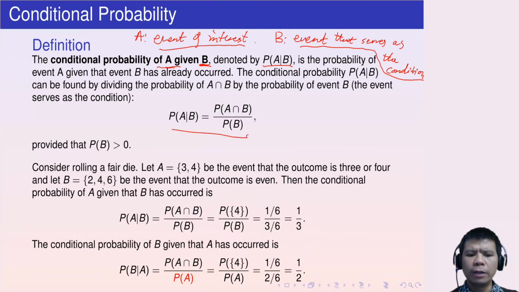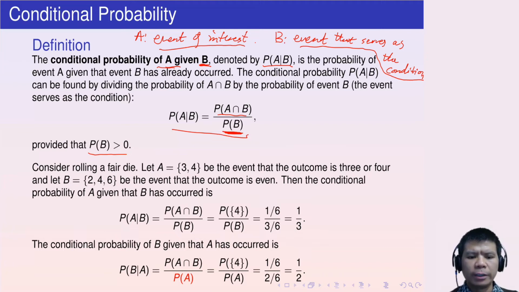This formula is dividing the probability of the intersection, so on the numerator, that's the probability of the intersection, by the probability of B. So this uses the conditional probability of A given B. Now be careful. A is the event of interest. B is the event that serves as a condition. Now, since the probability of B is in the denominator, we require that this probability must be greater than 0.